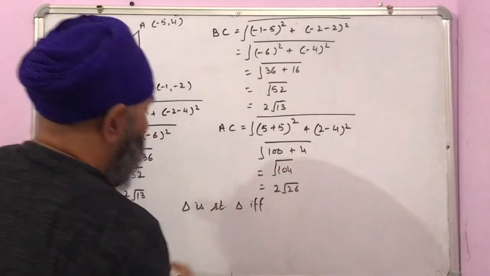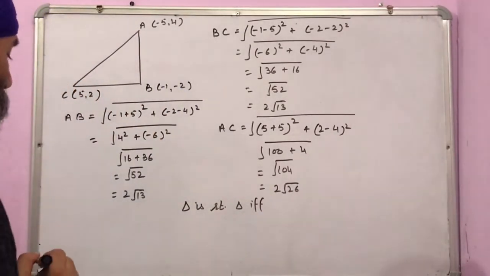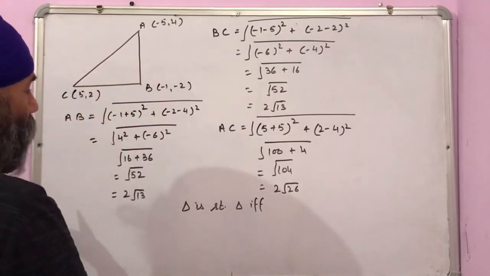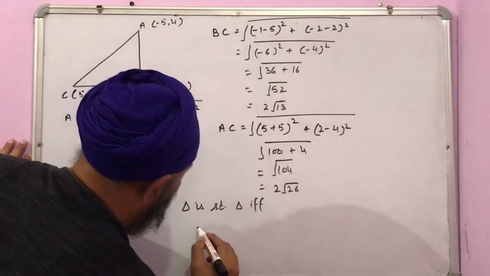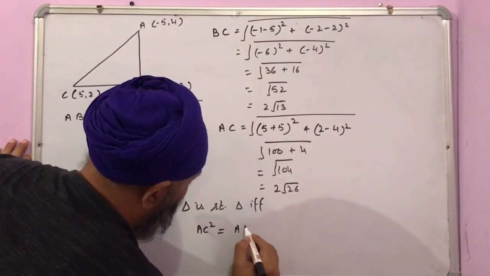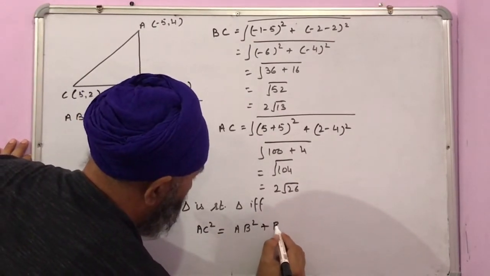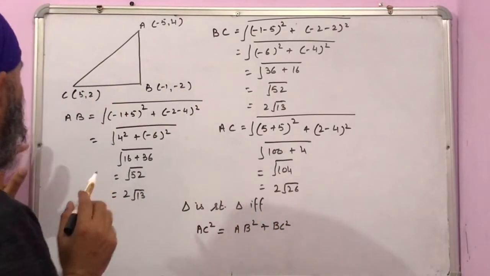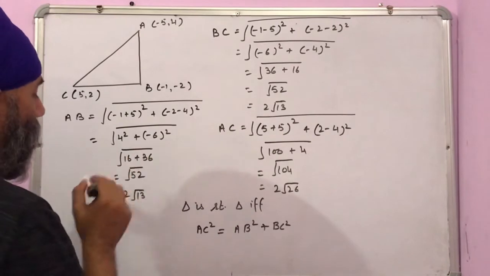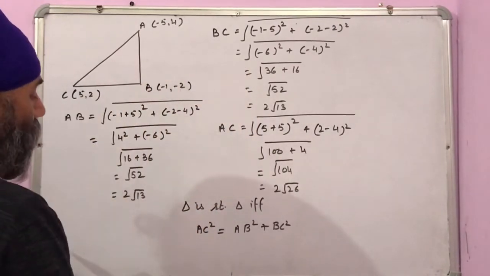if and only if, IFF means if and only if, it complies with Pythagoras theorem. What does Pythagoras theorem say? AC square is AB square plus BC square. Now, if this relation holds true for this triangle, then it will be a right angle triangle.